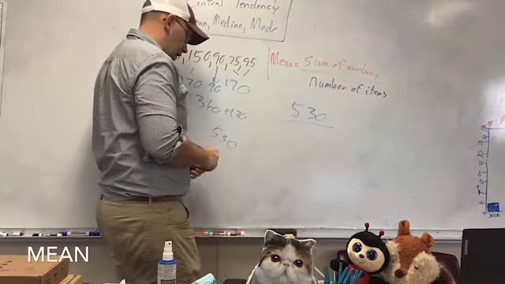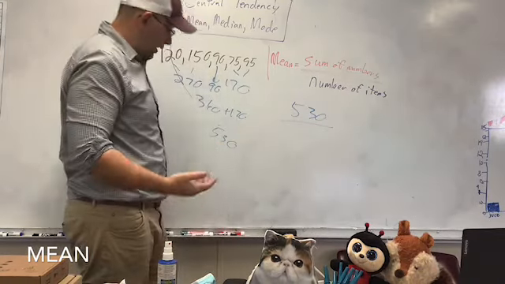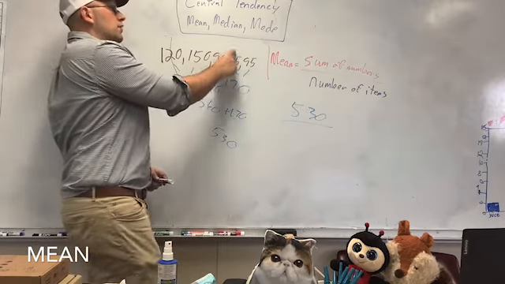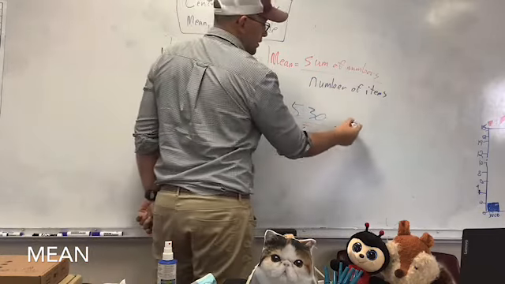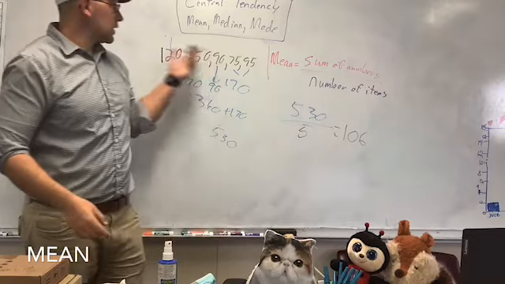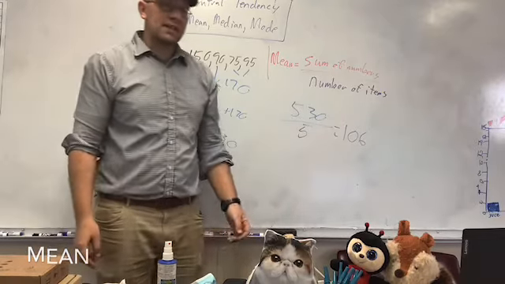Now I have to figure out how many numbers there actually are and divide it. So 1, 2, 3, 4, 5. Divide by 5, and that gives me 106 as my average of all of these numbers. And that is how you find the mean.